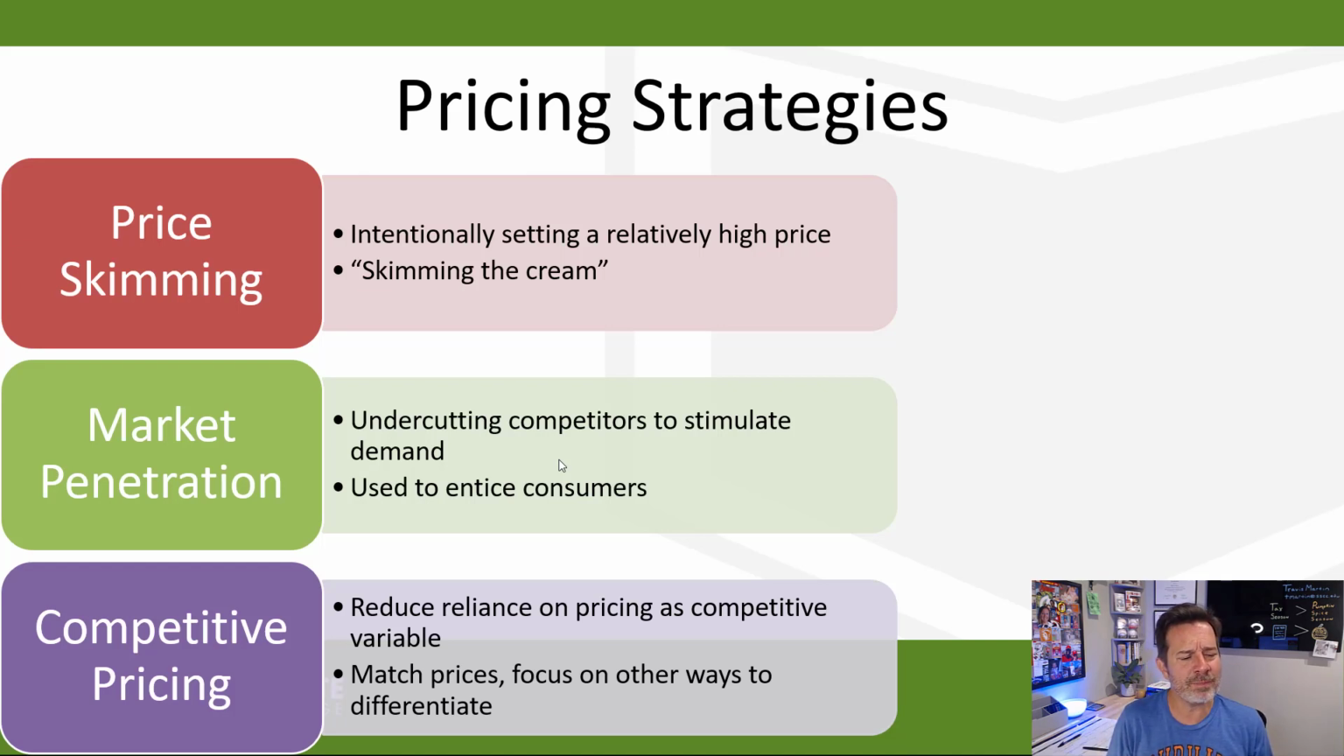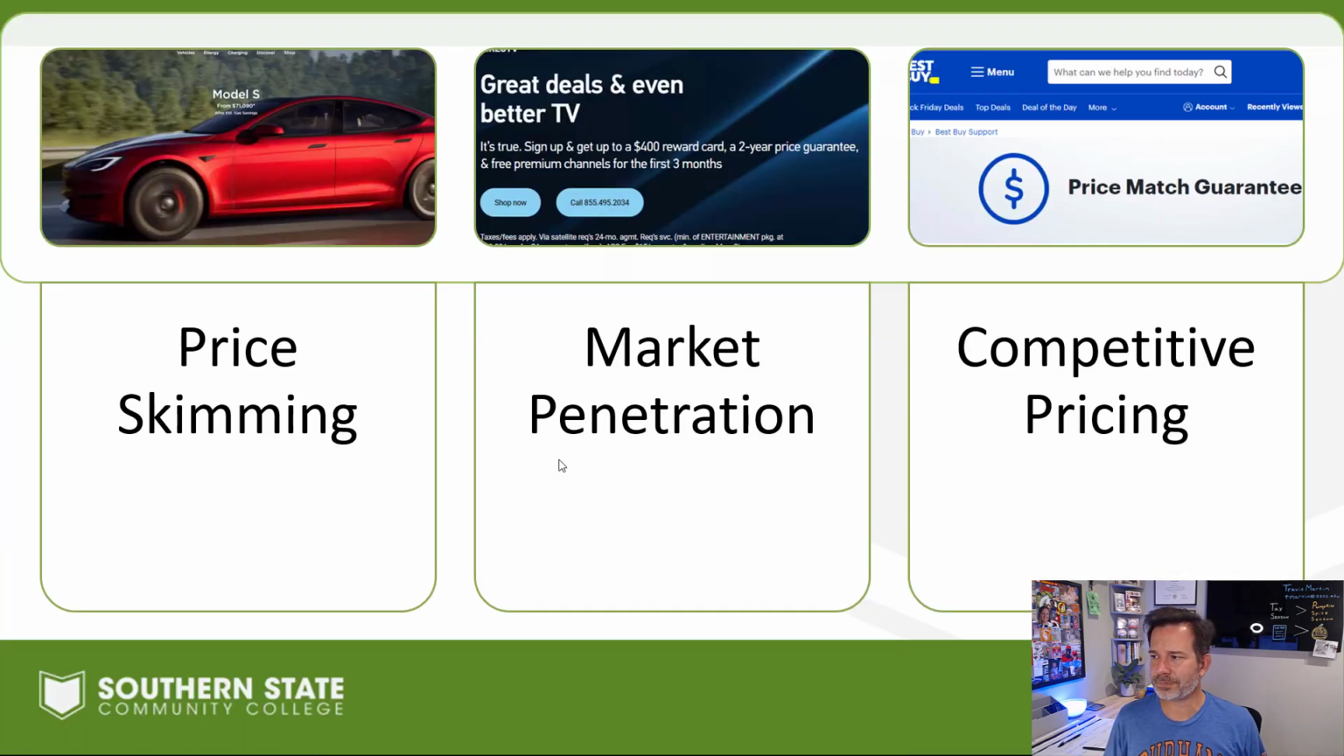And finally, we have competitive pricing, where we're really not wanting to have prices as the main competitive variable. We don't want people to focus on prices as much as the other aspects of what we do: quality service, high quality products. So maybe we'll match prices and then focus on other ways to differentiate our offerings. Price skimming, market penetration, competitive pricing. Let's look at a few examples.